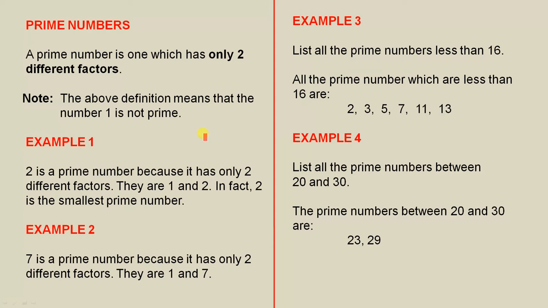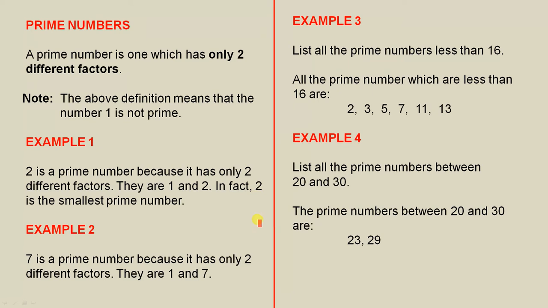Example 1. 2 is a prime number because it has only two different factors. They are 1 and 2. In fact, 2 is the smallest prime number. Even though it's even, it is a prime number and it's the smallest.